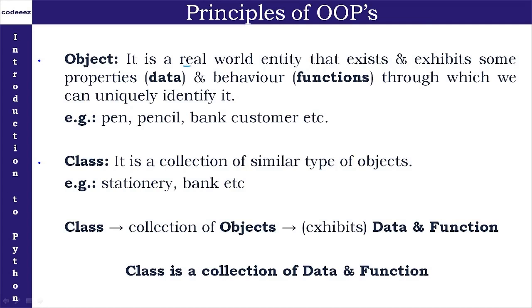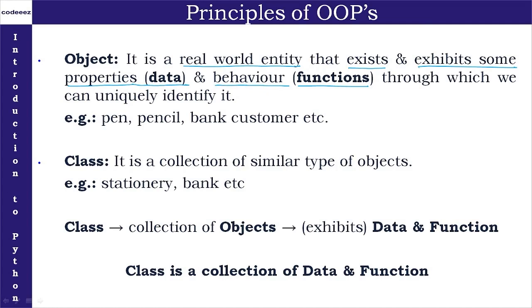Now I'm going to add something to it. Of course it is a real world entity that exists in this world, and it exhibits some properties and functionalities by which we are able to identify what object it is, right? So what is an object? It is a real world entity that exists and exhibits some properties and behavior by which we will be able to analyze what object it is.